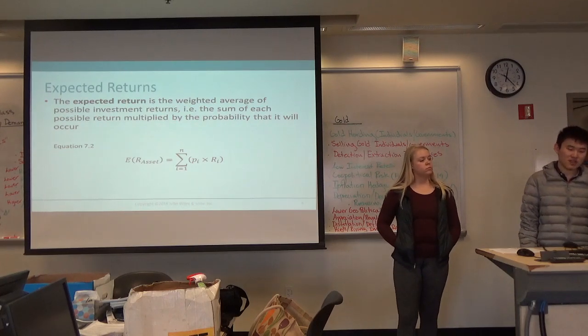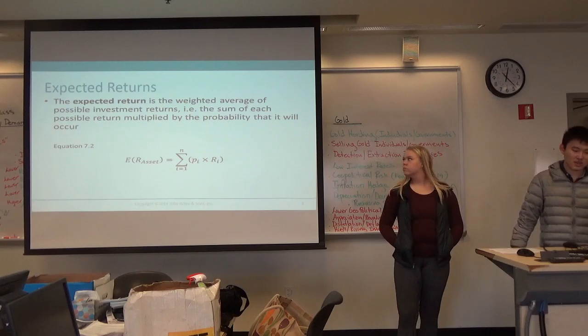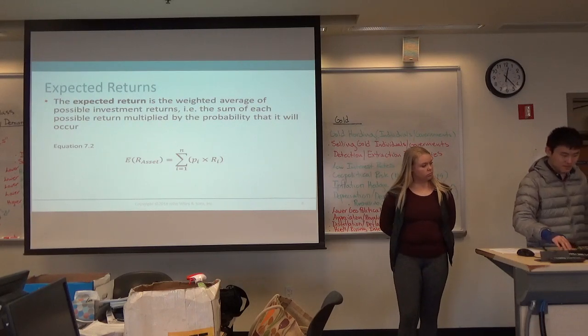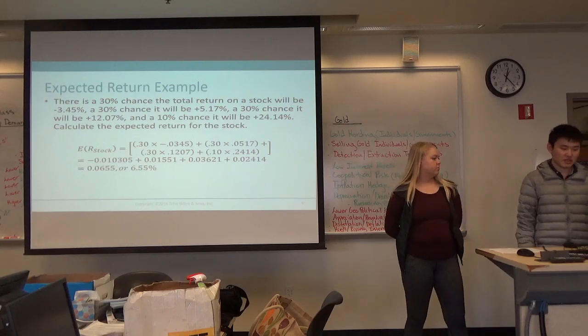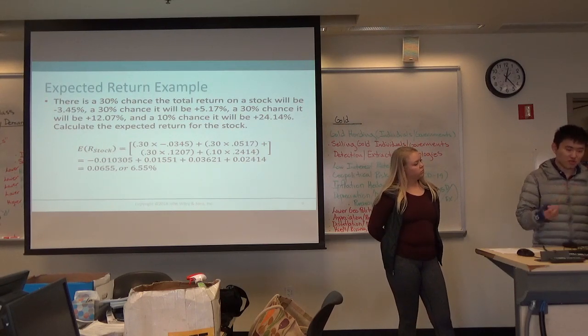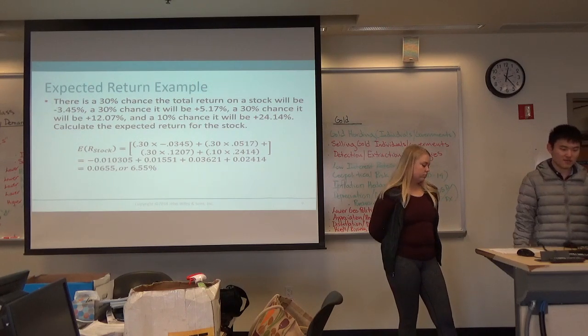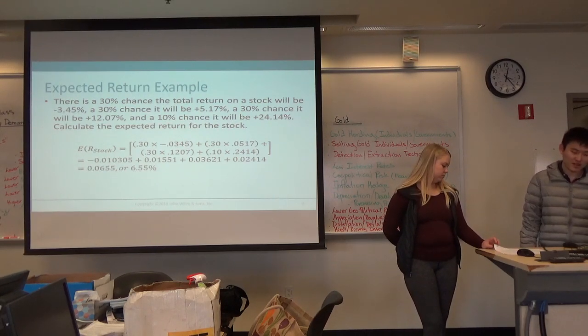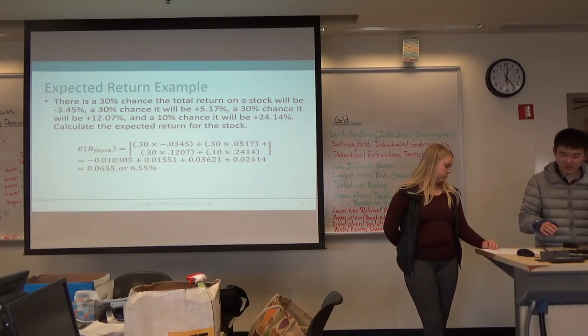The expected return is the weighted average of possible investment returns, also known as the sum of each possible return multiplied by the probability that it will occur. And so an example of this would be: there's a 30% chance that the total return on the stock will be negative 3.45%, a 30% chance it will be positive 5.17%, a 30% chance it will be 12.07%, and a 10% chance it will be 24.14%. Calculate the expected return for the stock. And so you plug all the values into the equation, and you get 6.55%.